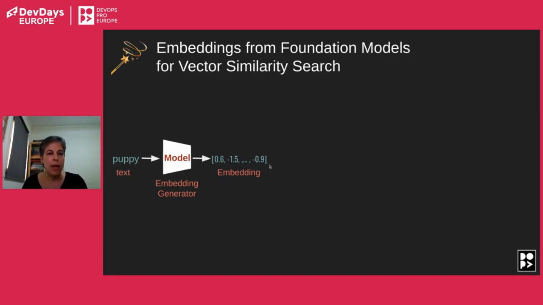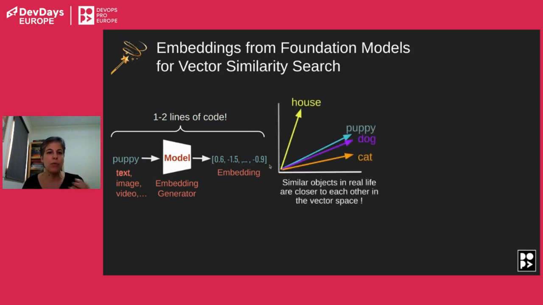We don't know. But what we do know is that, and by the way, you can do it with just one or two lines of code. So this is really huge. Imagine $20 million or $500,000 of investment, and you can just take it for your own use, using one or two lines of code, to generate our embeddings, those magical things. The property that it has that we can take advantage of is that vectors are closer to each other if they represent similar objects in real life. So similar objects in real life are closer to each other in the vector space.